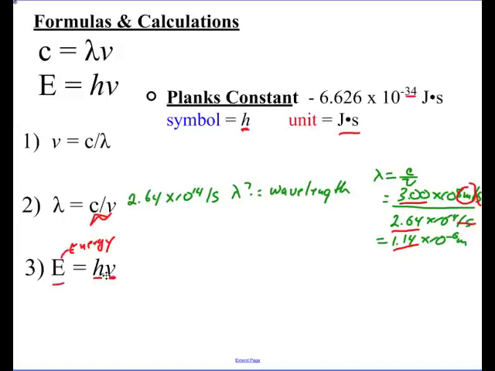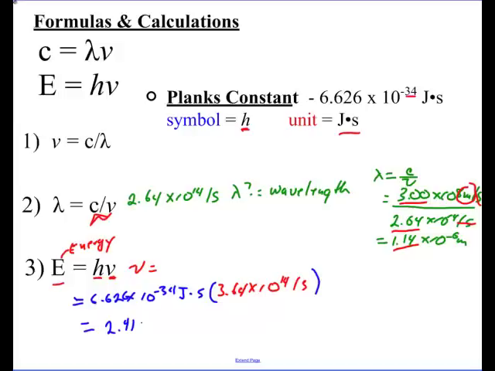Let's say, for example, I've got a frequency that is 3.64 times 10 to the 14th per second. Okay? And I want to find the energy. Well, there's my formula. I'm going to put Planck's constant in there: 6.626 times 10 to the negative 34th joule seconds times, well, let's see if I can take this whole number here. This would be great if I could. Nice. Like that. Okay. I multiply those two together, and what do I get? I get 2.41 times 10 to the negative 19th.